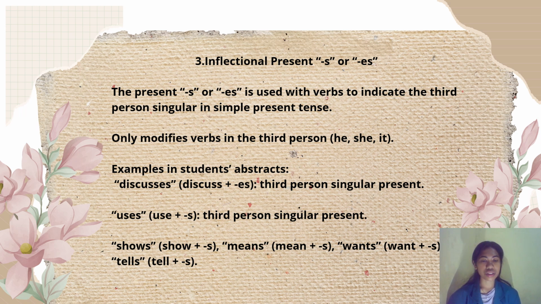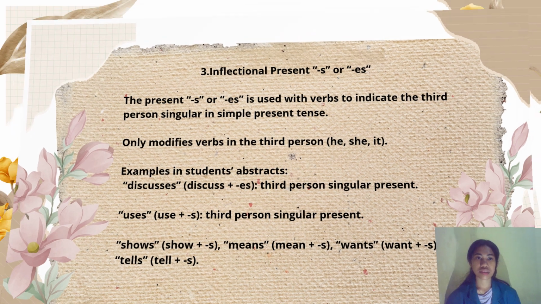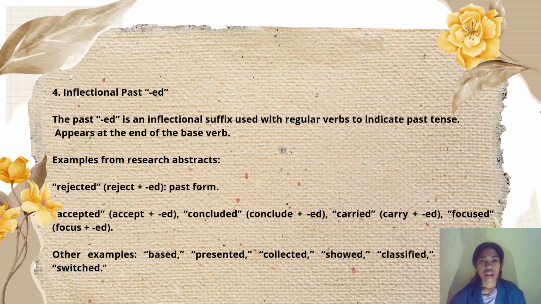And then shows, the free morpheme show plus the bound morpheme s. Means, the free morpheme mean plus the bound morpheme s becomes means. And then wants, the free morpheme want plus the bound morpheme s. Tails comes from tail plus the inflectional present s. All of these words are used in the third person singular present. Now we move to the next slide.